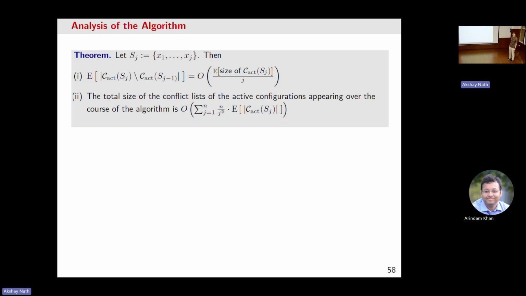This is more complicated, but you can see again, if we could do all this updating in time that is linear in the overall size of the conflict lists of the triangles that disappear, then we know that this is J, then I get here n over J, and it sums to n.